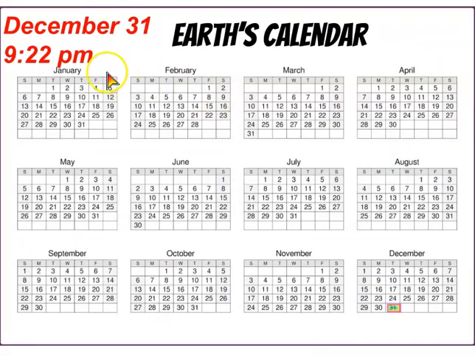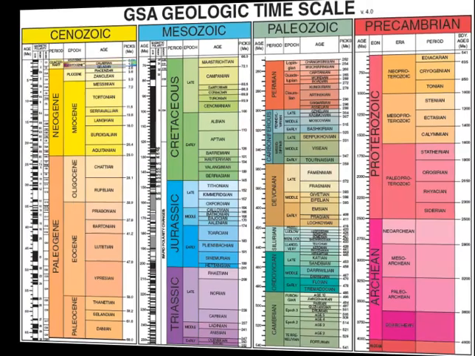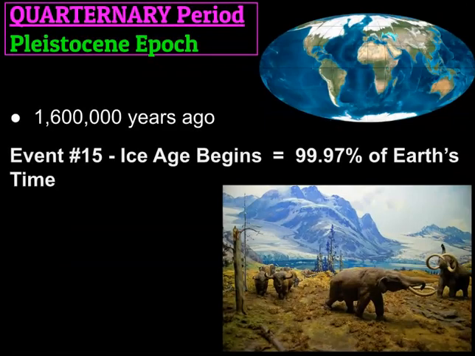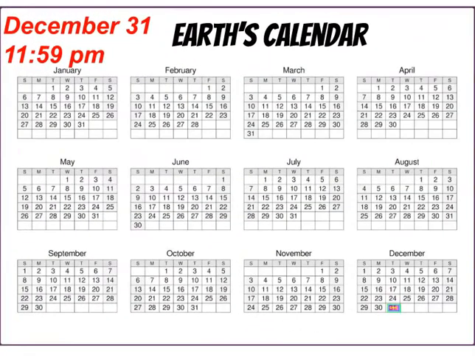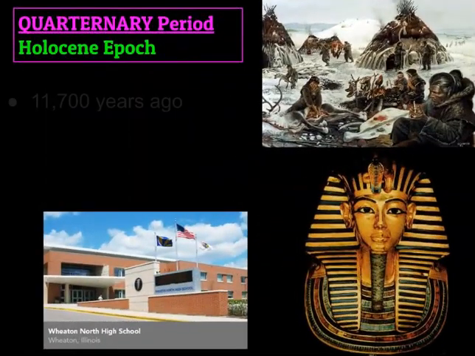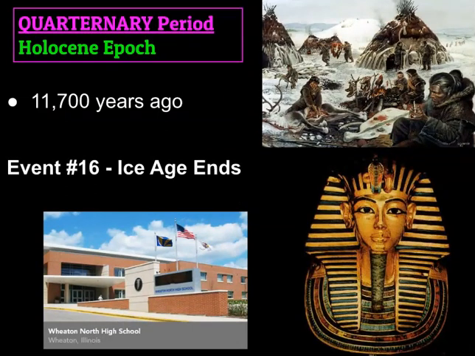All right, so last day of the year at 9:22 p.m. This is when we have the Pleistocene, right? The Ice Age, as we've talked about, 1.6 million years ago. That was the Pleistocene. And here we are now, look, December 31st, 11:59. So the last minute on the last day of the geologic year, and that's the Holocene. And that's where we are now. Okay, so it started at the end of the Ice Age, about 12,000 years ago.